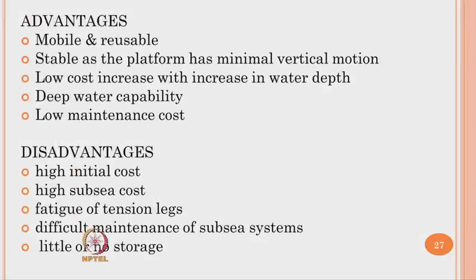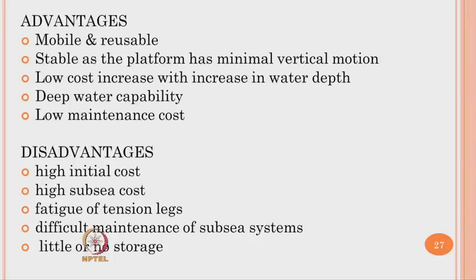The platform has salient merits and demerits. It is highly mobile and reusable because the platform is a free floating body which has to be anchored to the seabed using tendons. The platform is highly stable as it has only minimal vertical motion. The platform is low cost and the cost does not increase with the water depth because in this substructure there is no lattice or tower except the cables. The platform has very high deep water compatibility and is capable of anchoring in deep waters, and has a very low maintenance cost because most of the structural systems stay above water level.